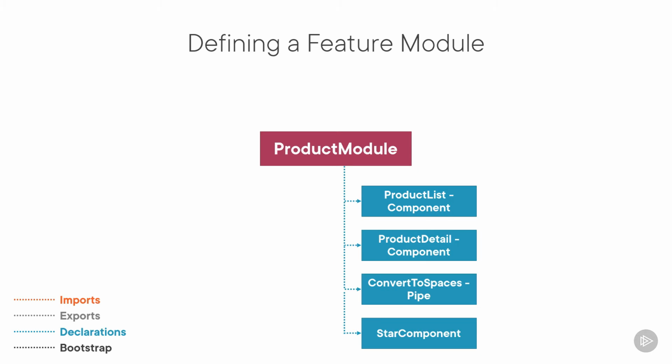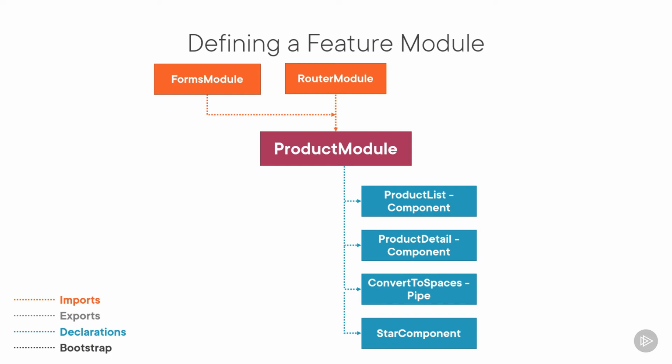But that's not enough. The product list component uses NgModel and ngFor, and both components use ngIf and routing. How do we get that? We import these needed capabilities from other Angular modules. Our product components use routing, so we import the system router module. The product list component uses NgModel, so we import the system forms module.